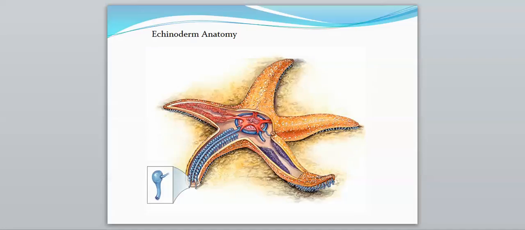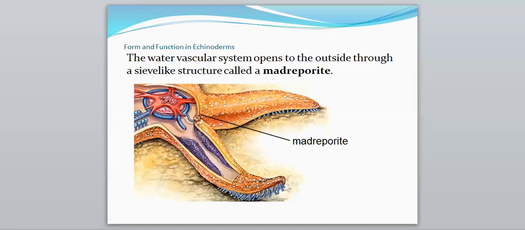Here is what it looks like on the inside. The blue is the big water vascular system highlighted there, with the red part being more of their reproductive organs. The water vascular system opens to the outside, so it obviously has to be connected to the outside, through a sieve-like structure. A sieve is like a tube-like structure, called the madreporite. That's how you say it, madreporite, so that's a word you're going to need to know. It's the opening into the water vascular system of the echinoderms.